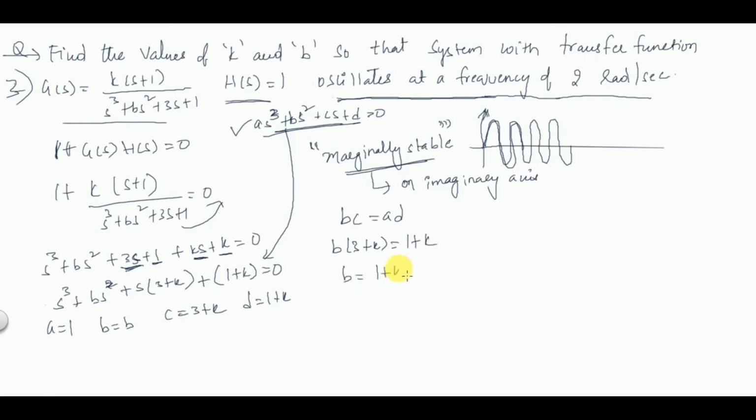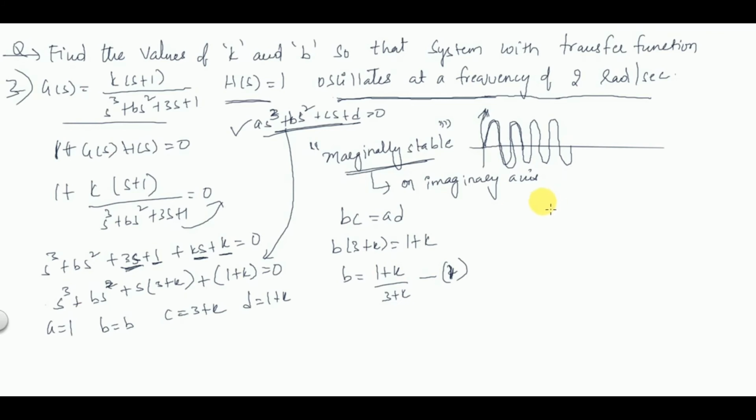So what can we write? B is equal to (1 plus K) by (3 plus K). Let this be equation number 1. So when it oscillates at a frequency of 2 radians per second, what does it mean? It means a marginally stable system.